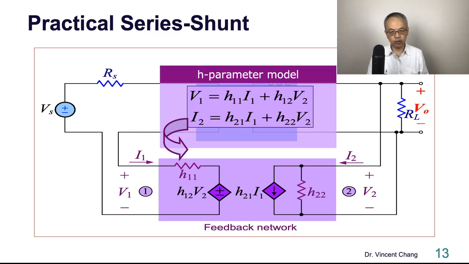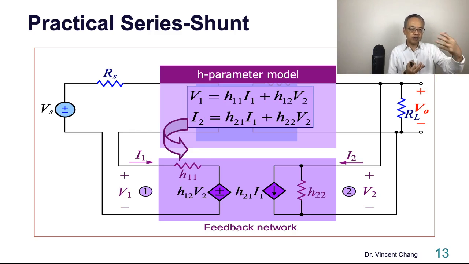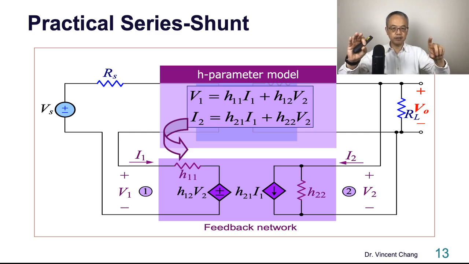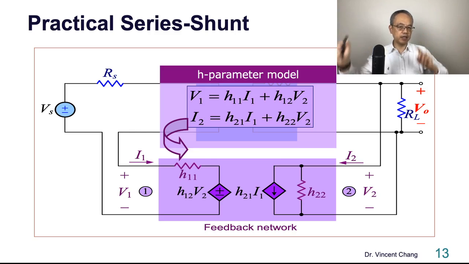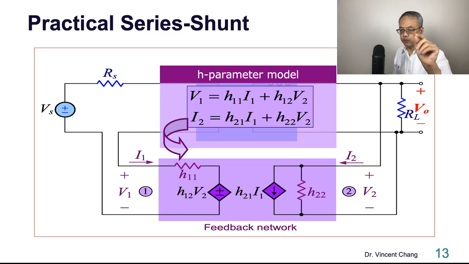H parameter model. For the H parameter model, the independent variables are the input current and the output voltage, and the dependent variables are the input voltage and the output current. I1, V2 are independent, and V1, I2 are dependent. So there's a matrix: H11, H12, H21 and H22. What's the meaning of these H parameters?